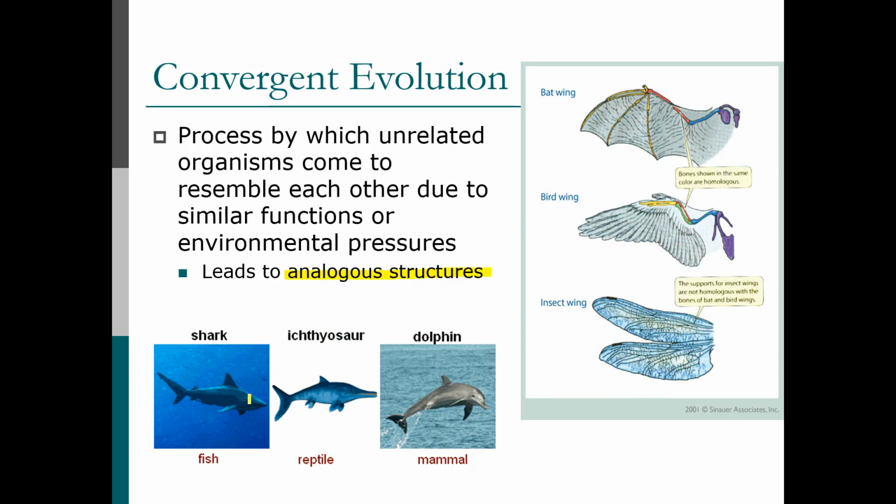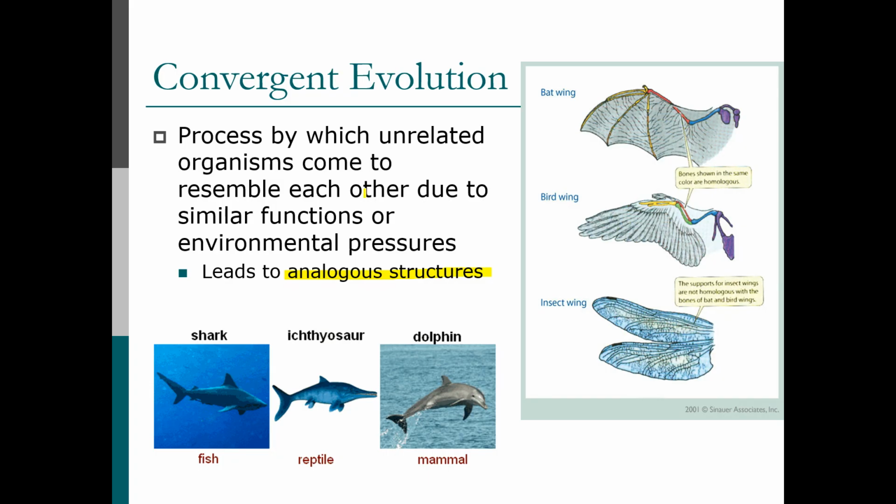And you can see that they all kind of have this bullet type shape. That's going to help them move through the water. Okay, but this mammal is more related to me than it is to either of these. Okay, so the reason they look so much alike is because they're all three living in the water under the same pressures. Another example would be like coloration.